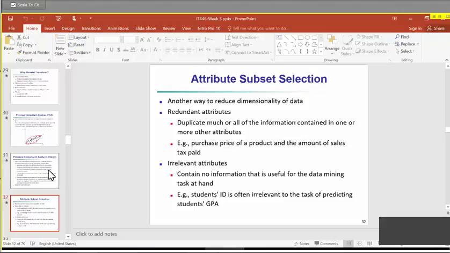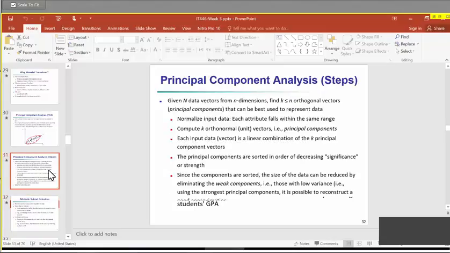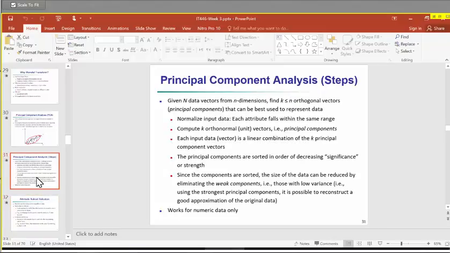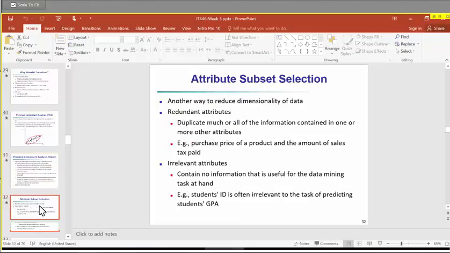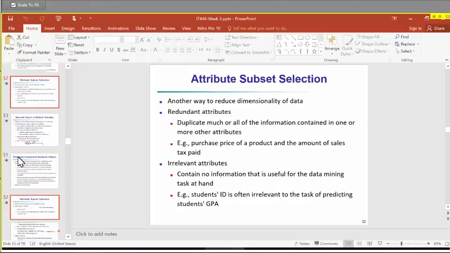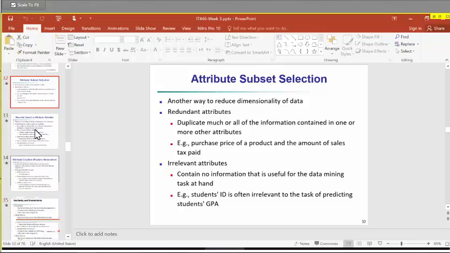For example, student ID is often irrelevant to the task of predicting the student's GPA, as we discussed in the class as well. And duplicate data, on the other hand, are the redundant data attributes, and they are contained in one or more places. For example, the purchase price of a product and the amount of sales tax paid. So it is duplicated in the tax return and the amount when you paid it.